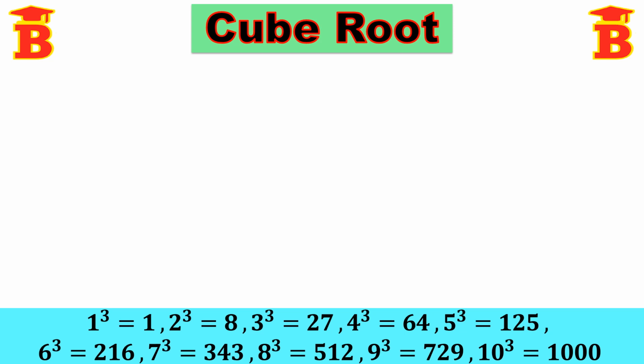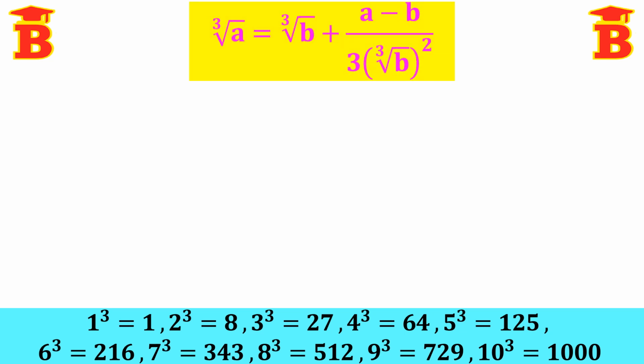There is a shortcut formula to find the cube root of any number. That is cube root of A equal to cube root of B plus (A minus B) divided by 3 times (cube root of B) whole square. This is not a regular formula and not given in textbooks. We created this formula only for the shortcut method.